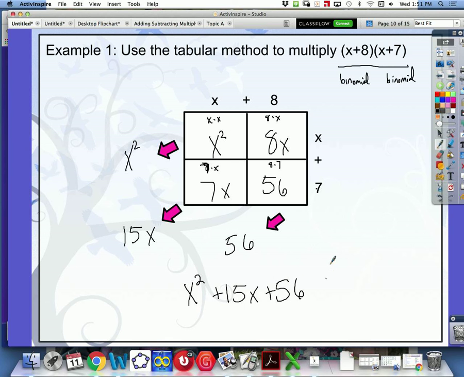Now as a review, they may ask you what kind of polynomial this is and what degree it is. If I look, there's 1, 2, 3 terms, so this is a trinomial. And then we go to wherever the biggest exponent is, that's an x squared, so that means it has a degree of 2. So it's good to be reviewing this as we go.